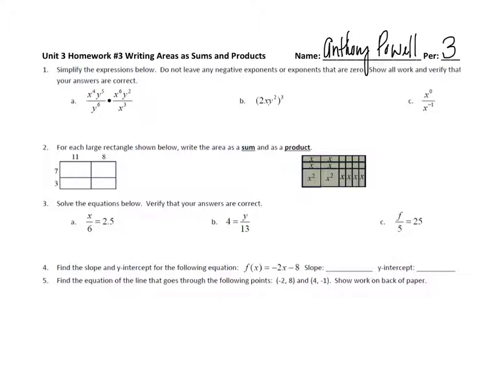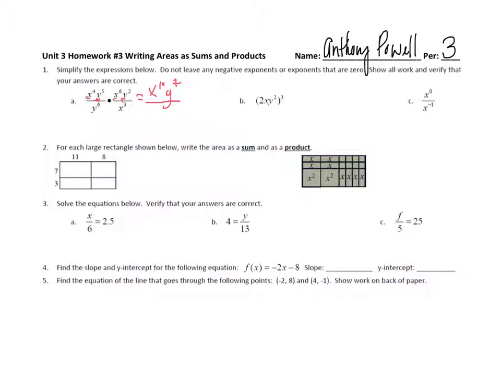x to the 6th, y to the 2nd, over x to the 3rd. Well, as we know, when we multiply exponents, we add them together. So if we were doing A, your x to the 4th would add to your x to the 6th, and you'd get x to the 10th. And your y to the 5th would add to your y squared to give you y to the 7th.